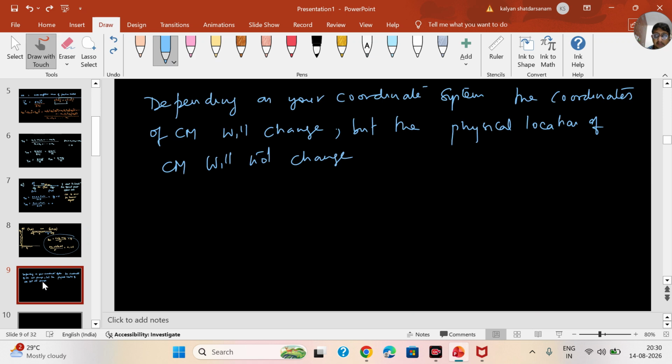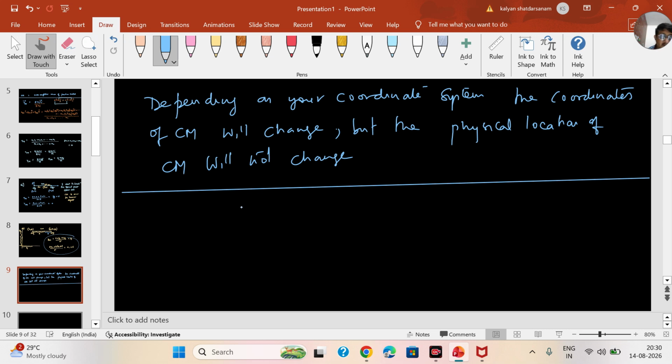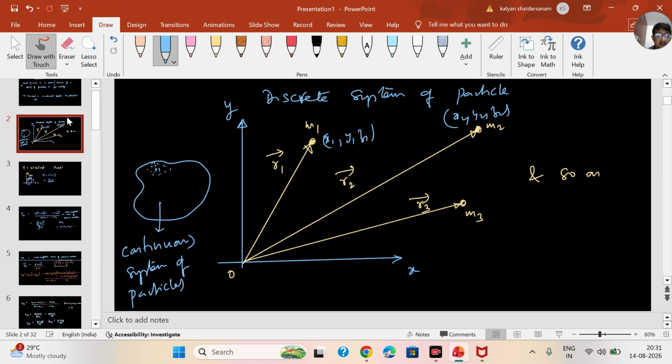Okay, now what about center of mass of continuous objects, continuous system of particles? Up till now what we discussed is center of mass of discrete system. Discrete system means one particle is at one location, then there is a huge gap, another particle is at some other location, and so on. That is a discrete system.